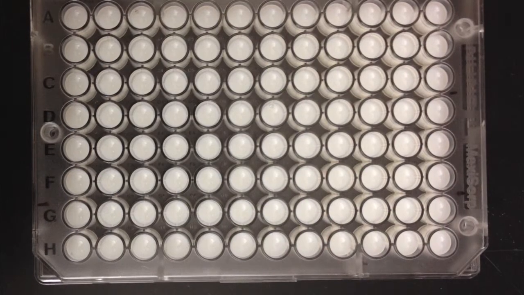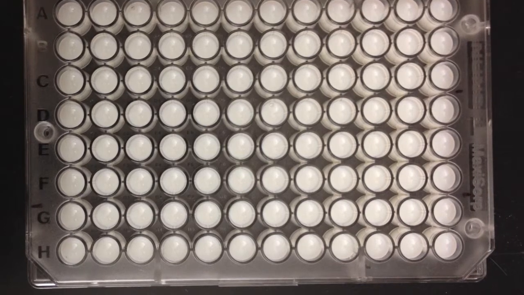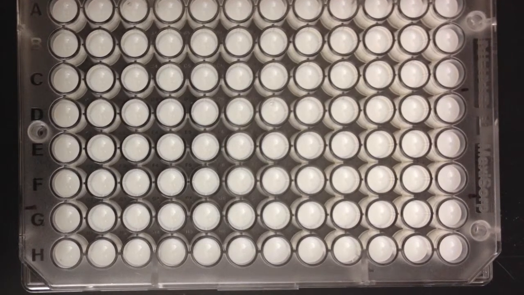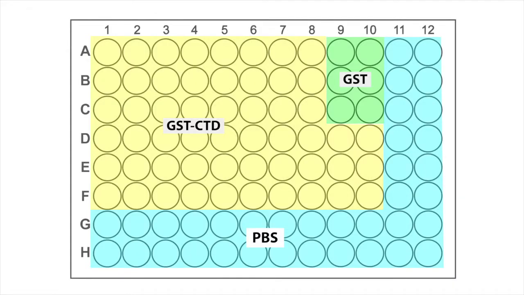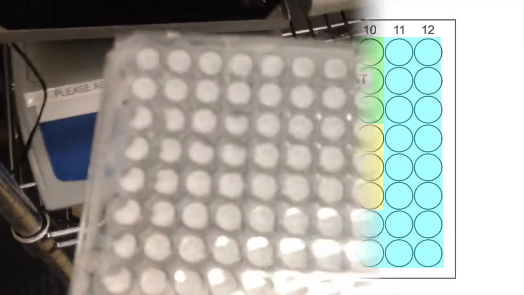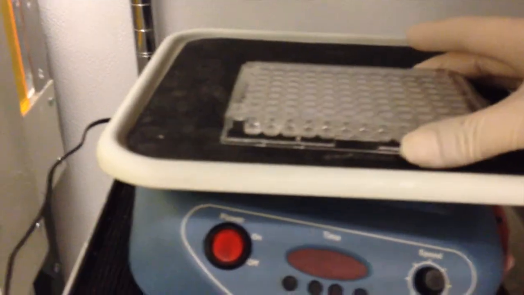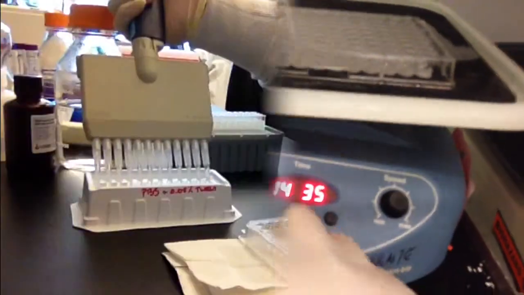The assay is performed in a 96-well plate to minimize reagent waste and provide an optical surface that allows accurate absorbance measurements. First, the plate must be coated with the first half of the dimer, in this case GST-CTD. Some wells are coated with plain GST or PBS as controls. To ensure full and complete adsorbance, the plate is covered and left to incubate overnight at 4 degrees Celsius.